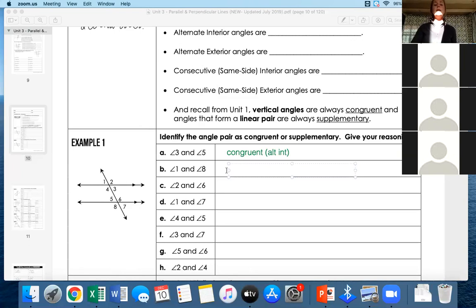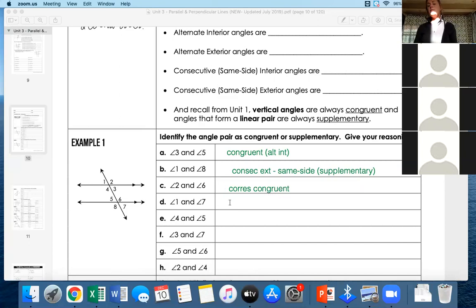Now we have angle 1 and angle 8. And what you just typed in the chat box, you told me that they were consecutive exterior, which means same side. So that means that they're going to equal 180. Or sorry, they're going to be supplementary. What about 2 and 6? 2 and 6 are what kind of angles? Corresponding, yep. So they're going to be congruent, which means equal.